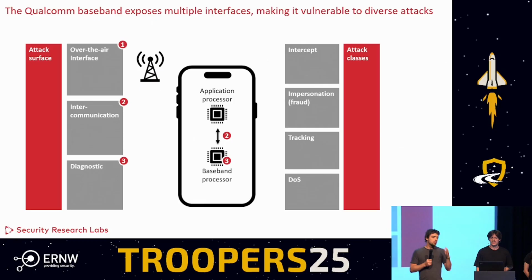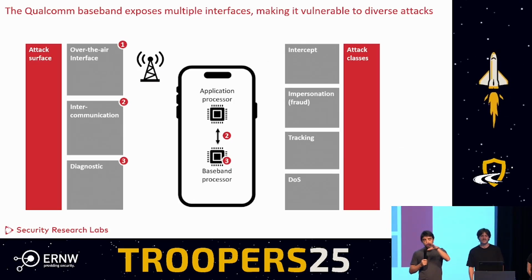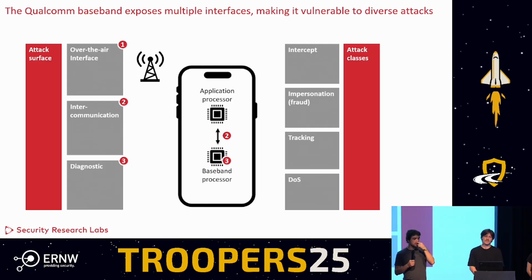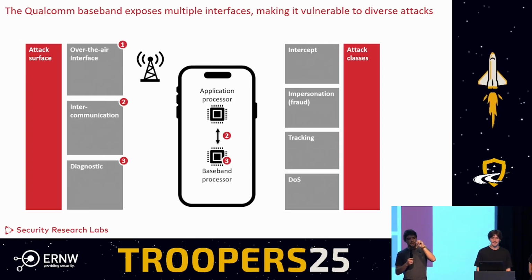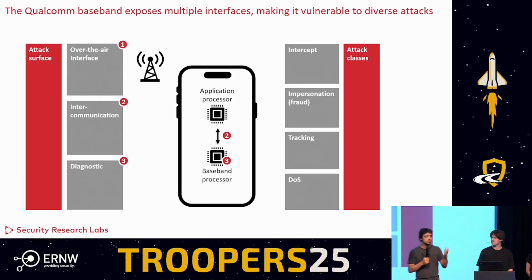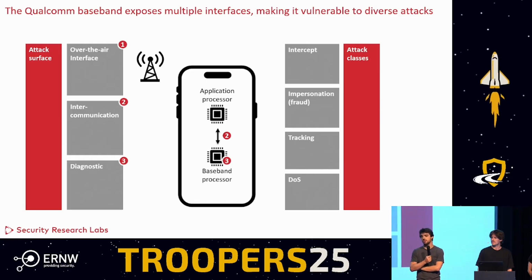So the Qualcomm baseband itself is another chip. So you have the main, what you would call CPU. In this case, we call it application processor. And there's a separate processor, and this separate processor is what we will be talking about today. So the interesting part of this is that the attack surface is quite big. So this chip is doing a lot of stuff.